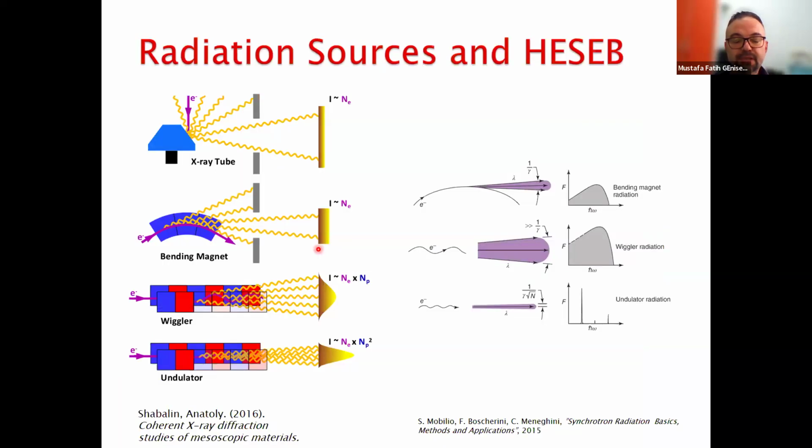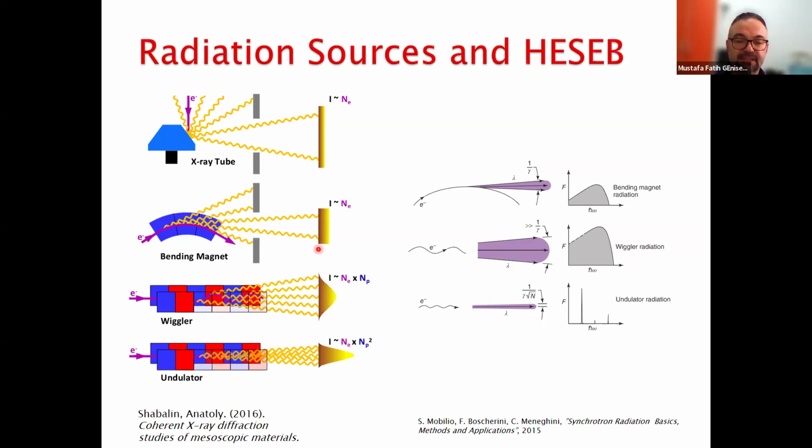So when we also look at the advantages of the radiation source of HESEB, you can see here the other X-ray sources. First, the X-ray tube. You are familiar with this. We are sending electrons and it's emitting X-rays, but it's diverging. It's not converging.